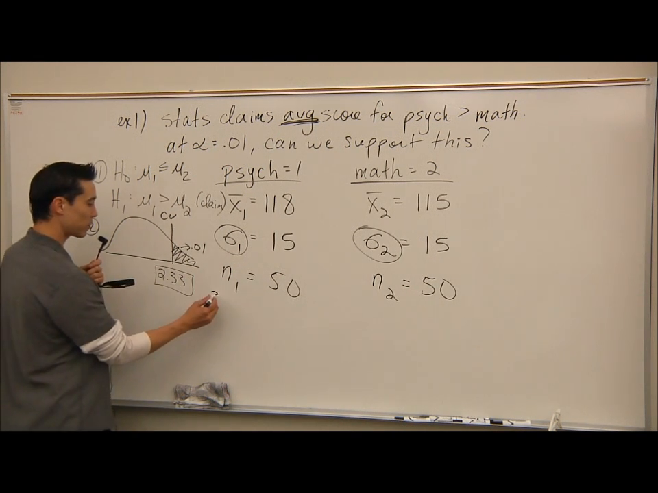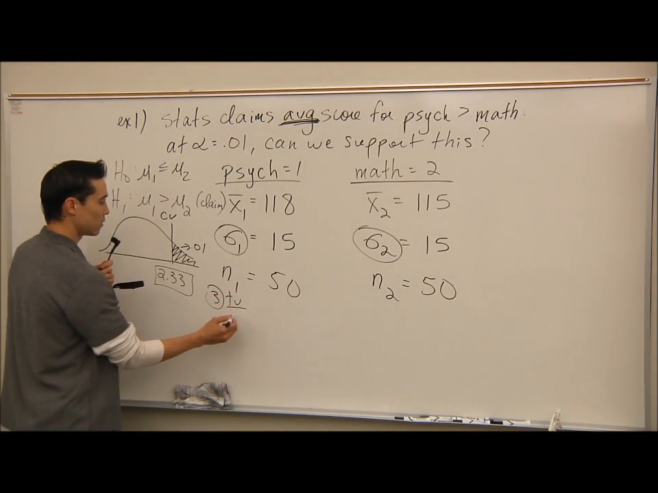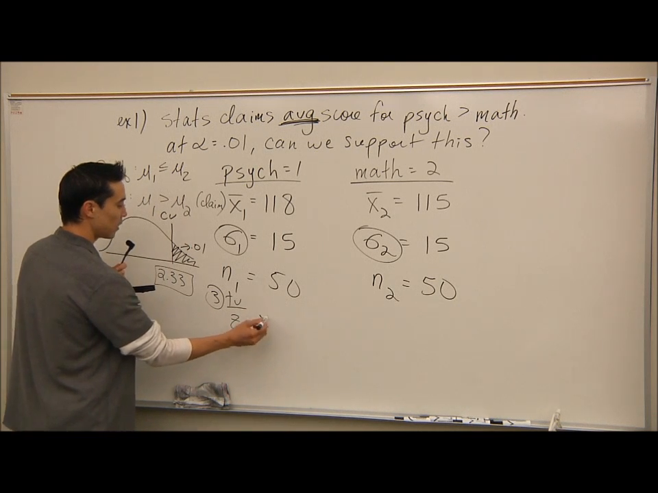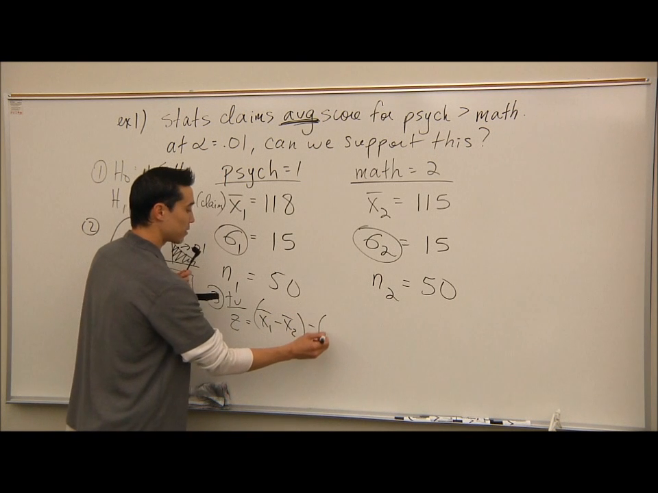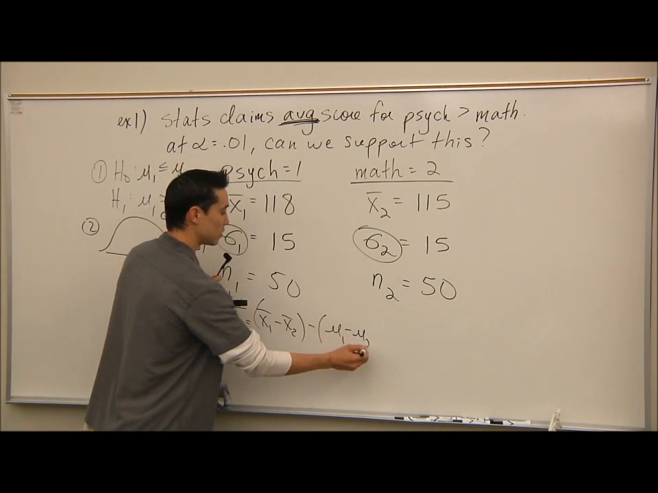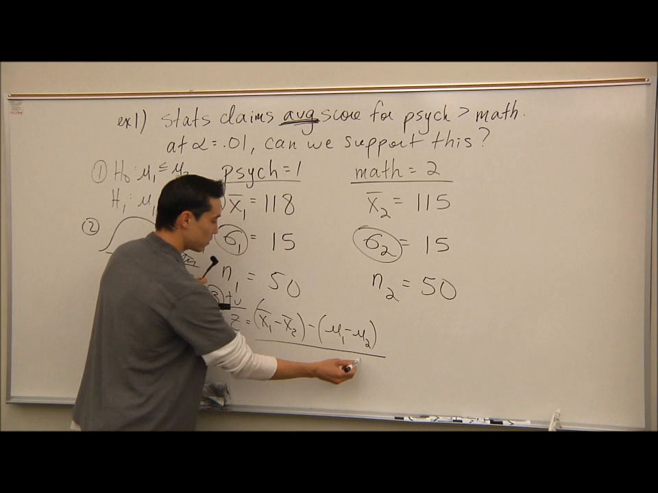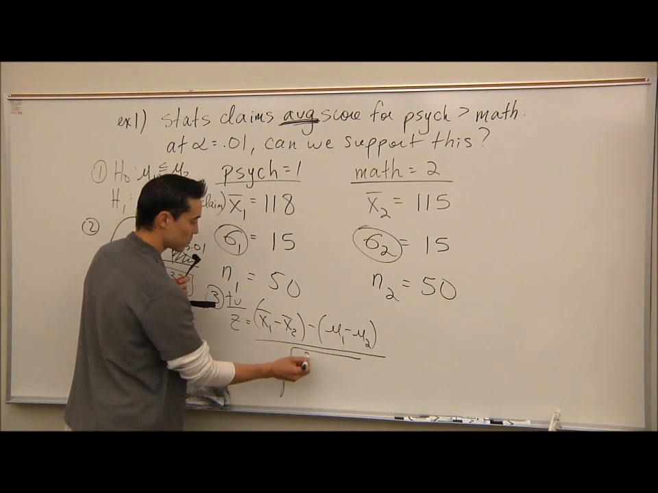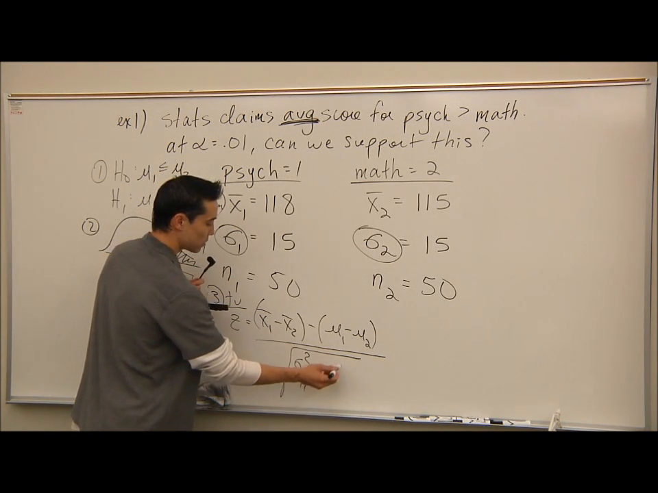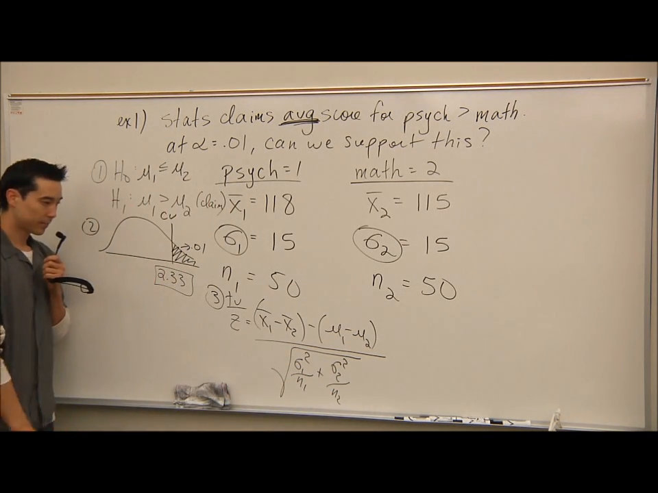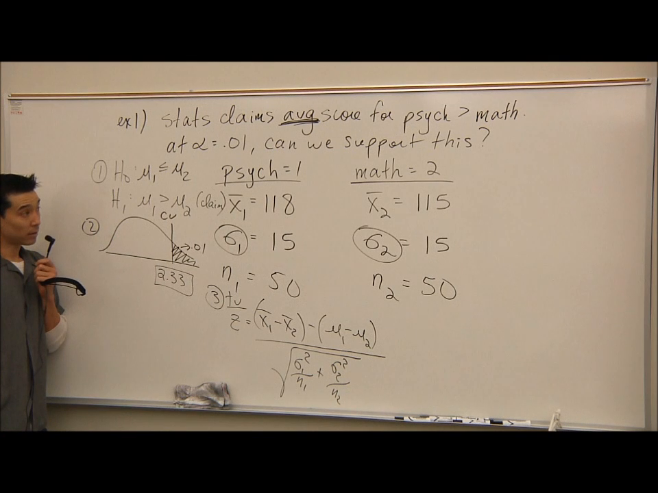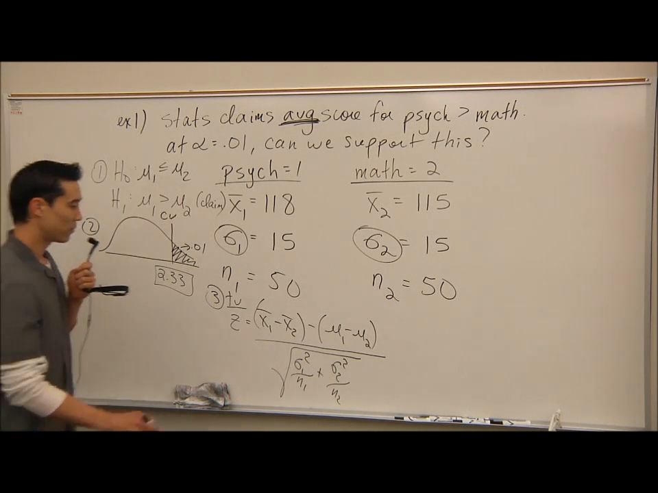Now we have this new formula for the test value. So z equals x1 bar minus x2 bar minus hypothesized mu1 minus mu2, divided by this big square root, sigma 1 squared over n1 plus sigma 2 squared over n2. Okay? So we just plug in these values. So x1 bar is 118, x2 bar is 115, right? Does everybody see that? So we have 118 minus 115.